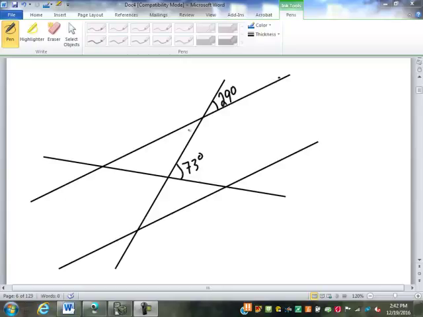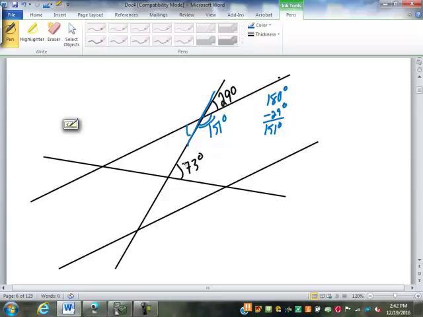Okay, so looking at these angles, let's start with this intersection of these two lines right here. If that's 29 degrees, what does this angle here have to be? Supplement. That's a straight line across there, so those two have to add to 180. So 180 degrees minus 29 degrees is 151. So we get 151 degrees there.